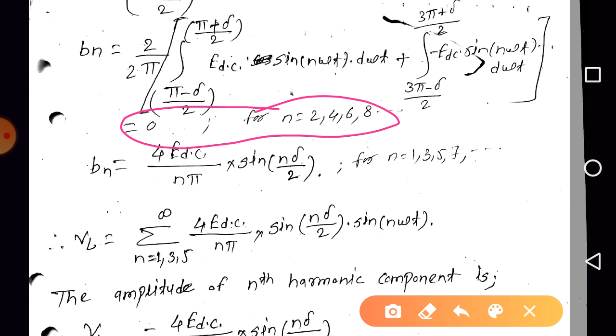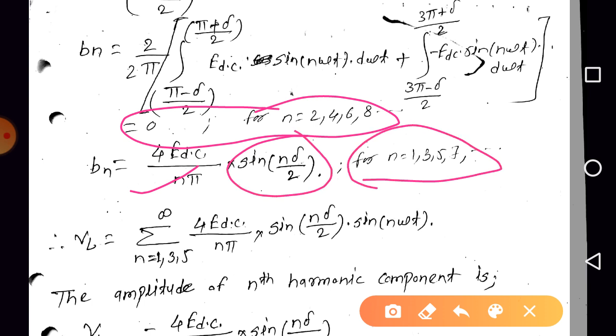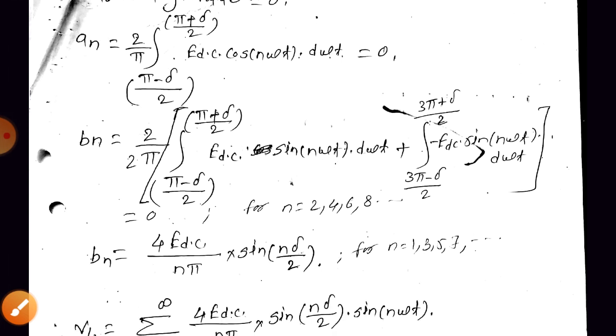And Bn = 4E_DC/(nπ) into, very important, sin(nδ/2) for n = 1, 3, 5, 7 up to infinity. The meaning is, for the modulated waveform, A0 is already 0, An is also already 0. So in the Fourier series expression, we have summation over n = 1, 2, 3, 4, 5 up to infinity of Bn into sin(nωt), because An and A0 are already 0. Are you getting the point?